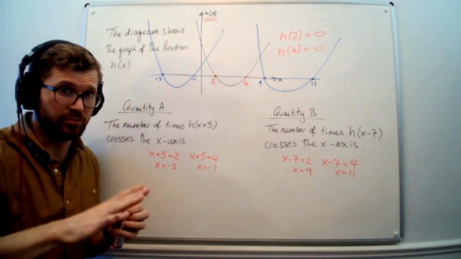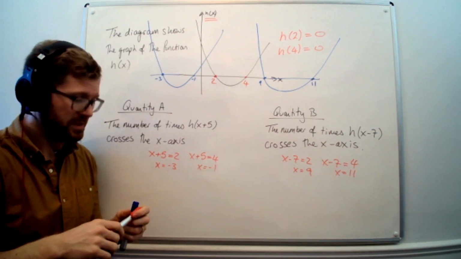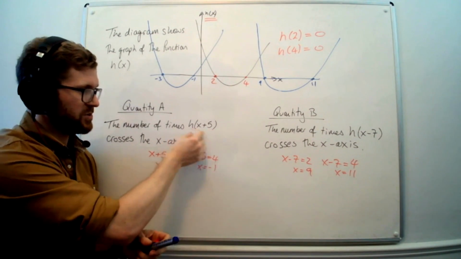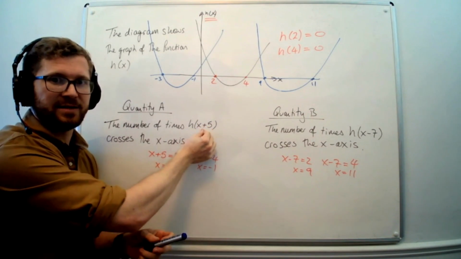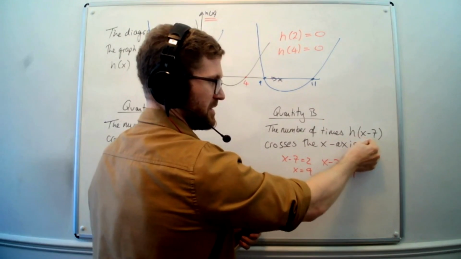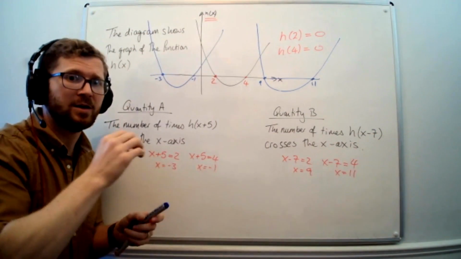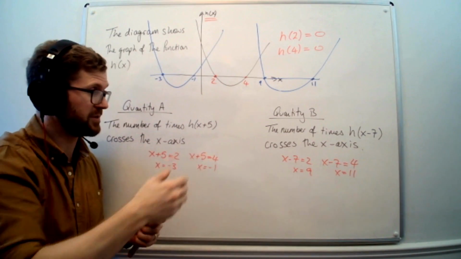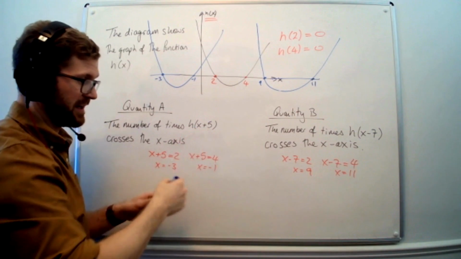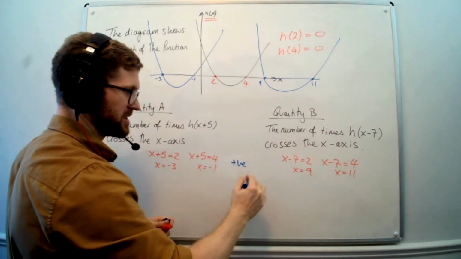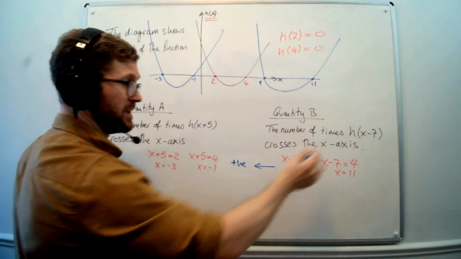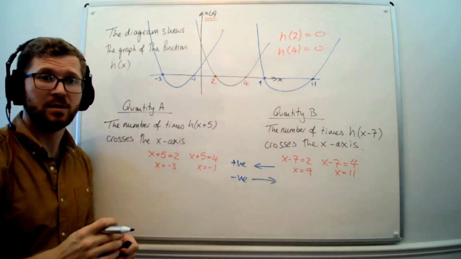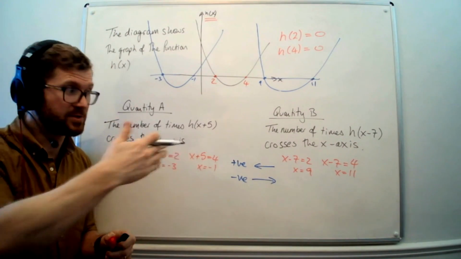The rule, the bit you need to know for the GRE, is when the change is inside the set of parentheses. So in this case, h of x plus 5, it's inside the brackets. Same over here, h of x minus 7, it's inside the parentheses. When you're in that scenario, the graph's going to move left and right. It's not going to shift up and down, it's just going left and right. And when it's x plus 5, so when you've got a positive number inside the parentheses, the graph is going to go left. And when you're subtracting, when there's a negative number, the graph's going to go right. It's not going to go up and down.